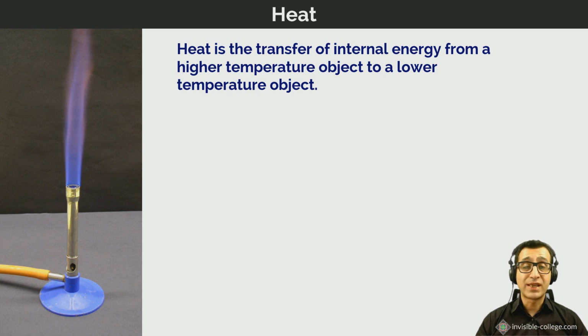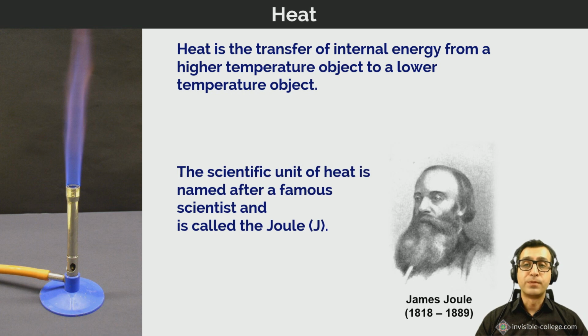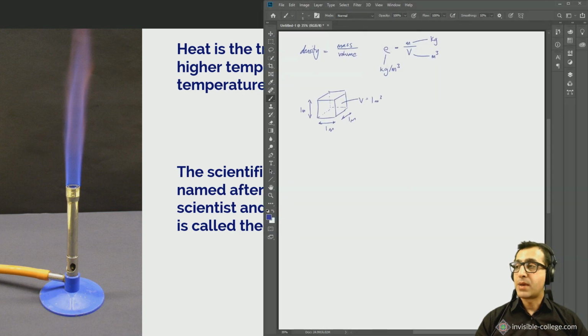Now, the scientific unit of heat is named after James Joule, and so it's called the joule. In order to understand heat, we first need to understand the term temperature, and we also need to understand the term internal energy, which is a difficult term for people to wrap their heads around. So let's quickly look at how these terms are defined generally, and then we will have a look at what these definitions actually mean.